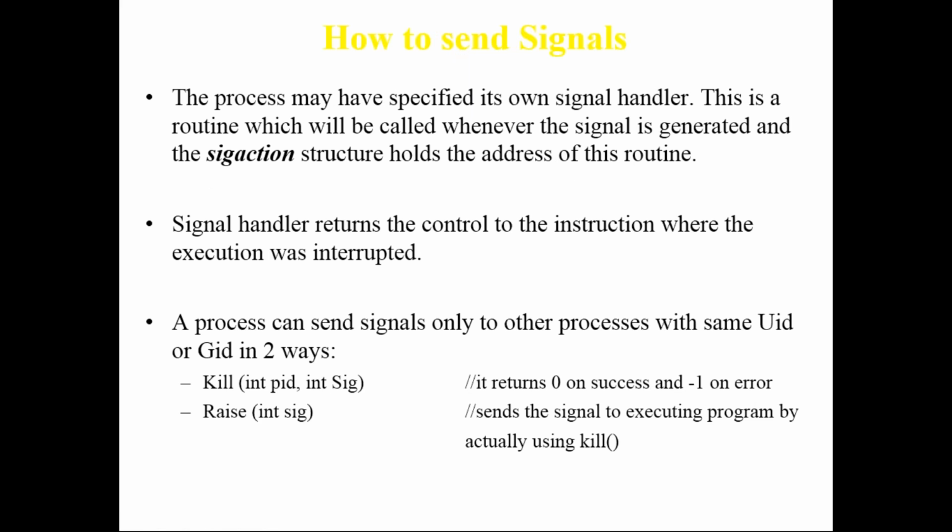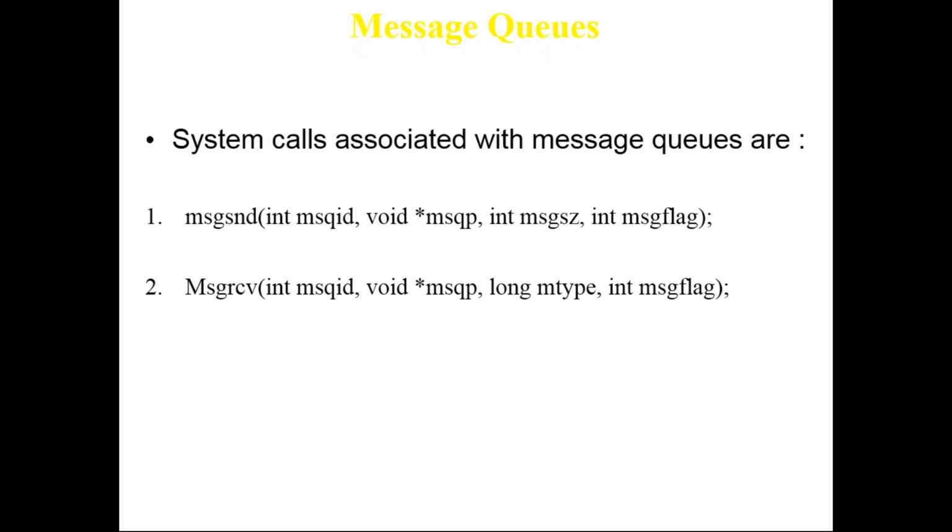How to send signals? There are two things. One, to kill a process, every signal has a PID number. Every signal has an integer number. So one is your PID number and one is your integer number for the signal. You can kill a process, and you can also raise or generate your own signal by raising a signal number. So signals can be generated. Similarly, message queues, message sending and message receiving.